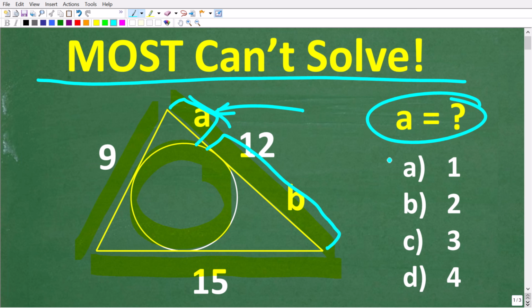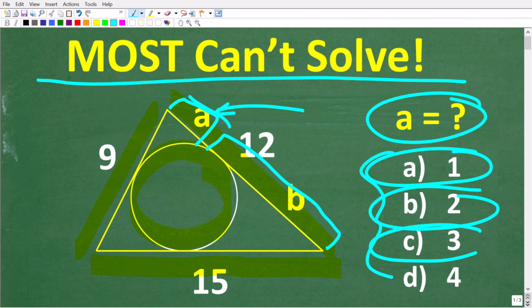All right, so we do have a multiple choice question here, and let's take a look at our answers. So A is 1, B is 2, C is 3, and D is 4.